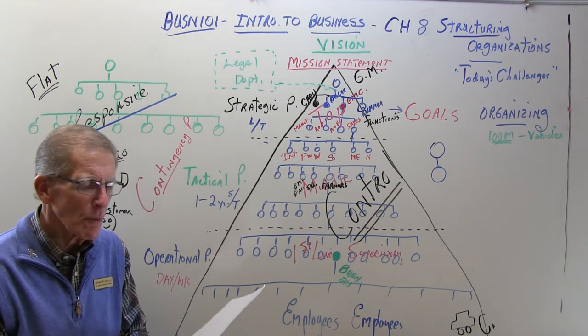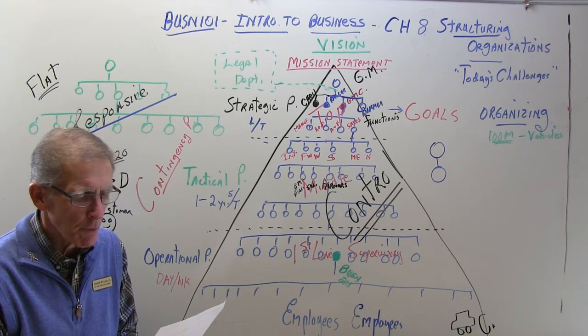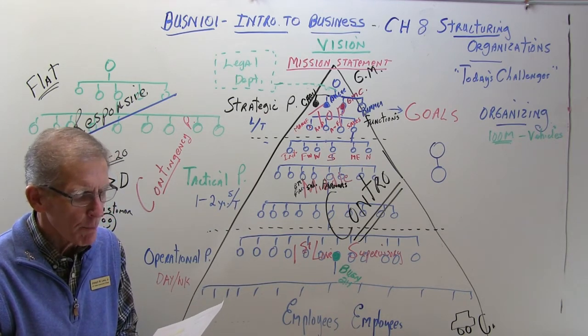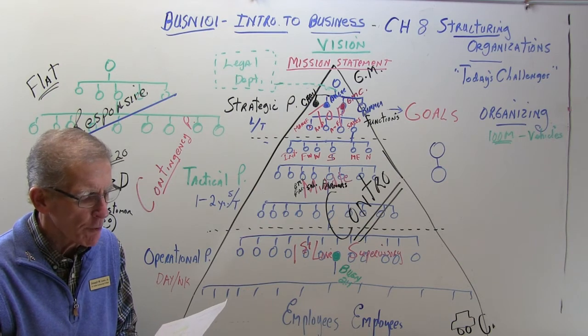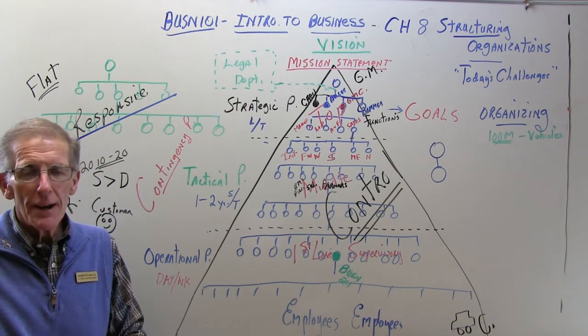That's chapter 8. I don't think chapter 8 was as long as chapter 7. The only thing to know in chapter 8 was what centralized and decentralized authority is, and the difference between the two. We have finished chapter 8.